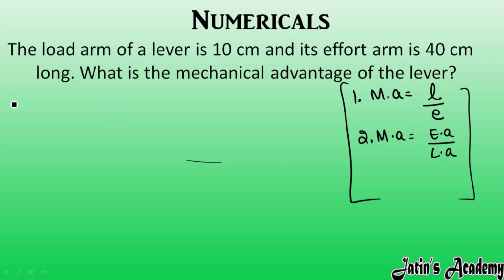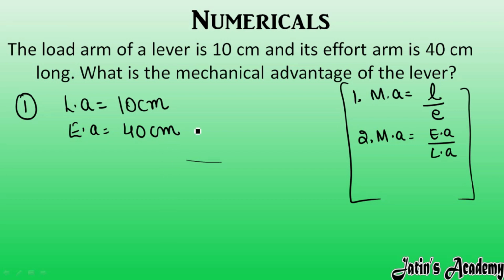So see carefully, first numerical. The load arm of a lever is 10 centimeter. We are given the load arm. Just write load arm is equal to 10 centimeter, and effort arm is given as 40 centimeter. Okay. What is the mechanical advantage of the lever? So we have to calculate the mechanical advantage. And as you can see from these formulas, effort arm and load arm are given. So which formula will you apply? First or second? Yes, you will apply the second formula. Second formula is mechanical advantage is equal to effort arm over load arm.